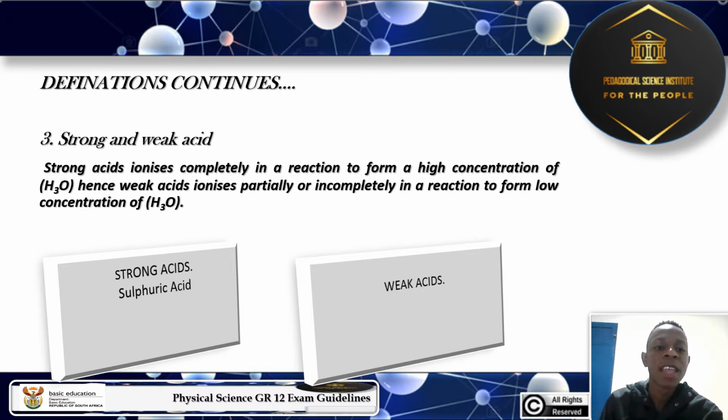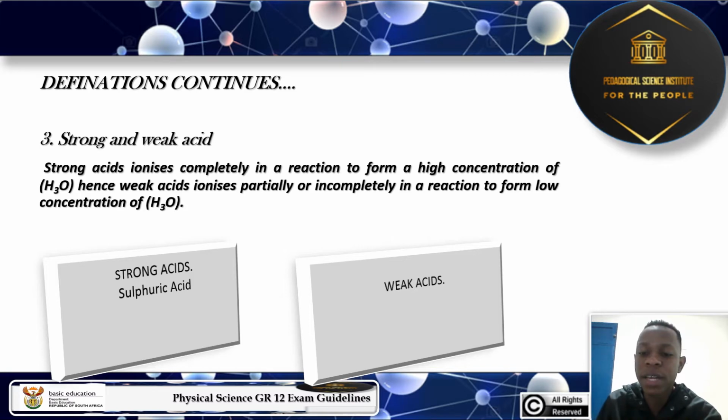In other words, strong acids ionize completely. So you need to master the word ionize. When they ionize completely, what is going to happen? The concentration of hydrogen ion or hydronium is going to be high because it has ionized how? Completely. While weak acids ionize partially or incompletely in a reaction to form what? Low concentration of hydronium ion.